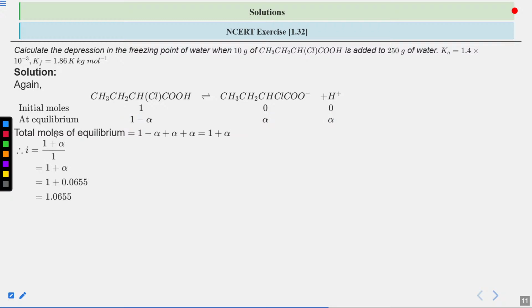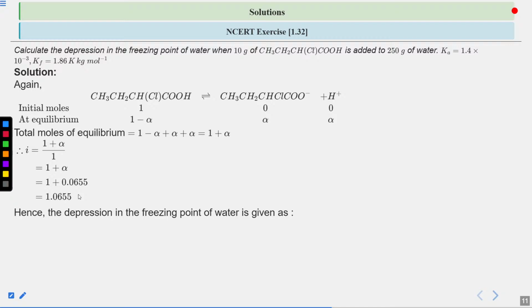Therefore i will be what? 1 plus alpha, which is the number of particles after dissociation, and before dissociation it was 1. So 1 mole was getting dissociated into these parts, right? Before dissociation it was 1 in case of this acid, and after dissociation it is 1 plus alpha. So this will give your i. We know the value of alpha which was calculated earlier. If you add both of these, you will get 1.0655.